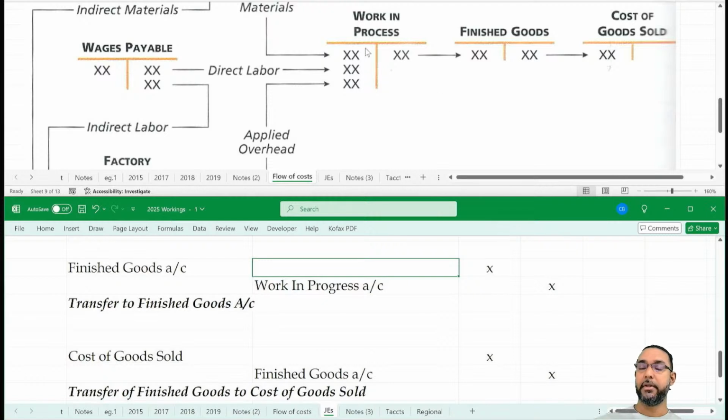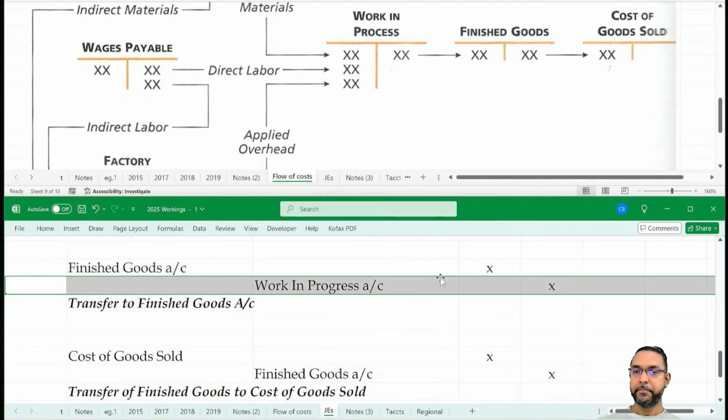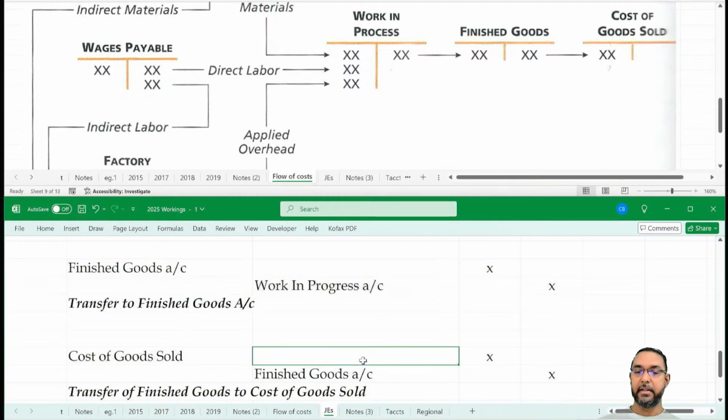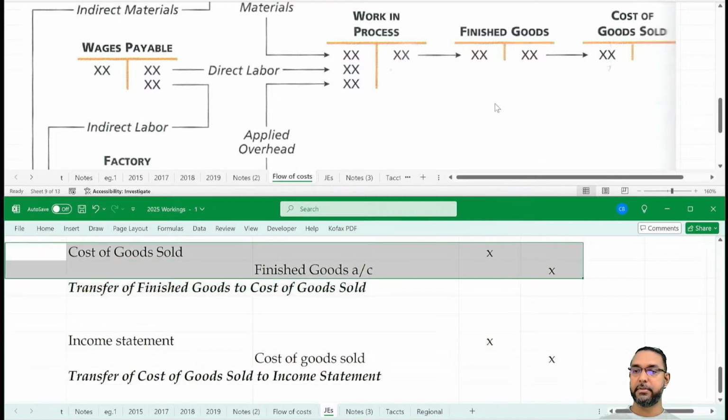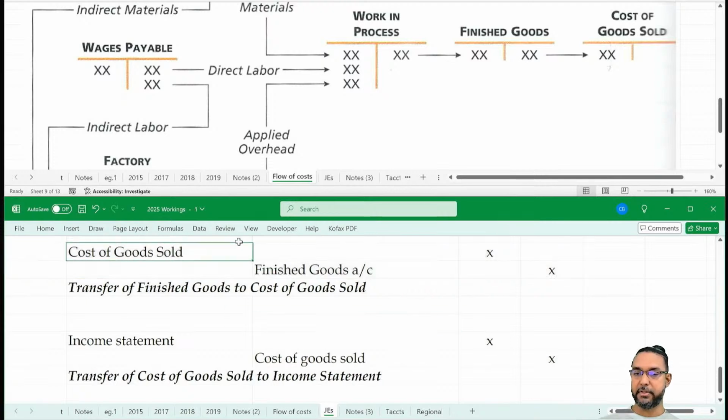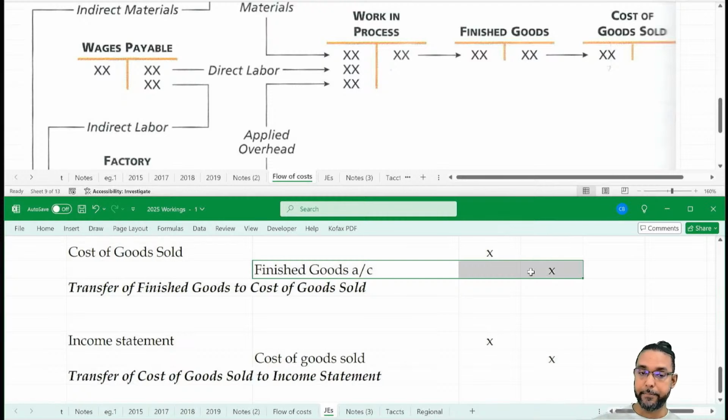Now thereafter, when work is finished, it's no longer in process. You're going to transfer from work in process to finished goods via a debit to finished goods and a credit to work in process, as you can see here, right? Debit to finished goods and a credit to work in process. And again, as you can see, it's literally flowing from left to right. And then I think the final couple here, from finished goods, it goes to cost of goods sold. So your debit where it's going and your credit where it's coming from, right?